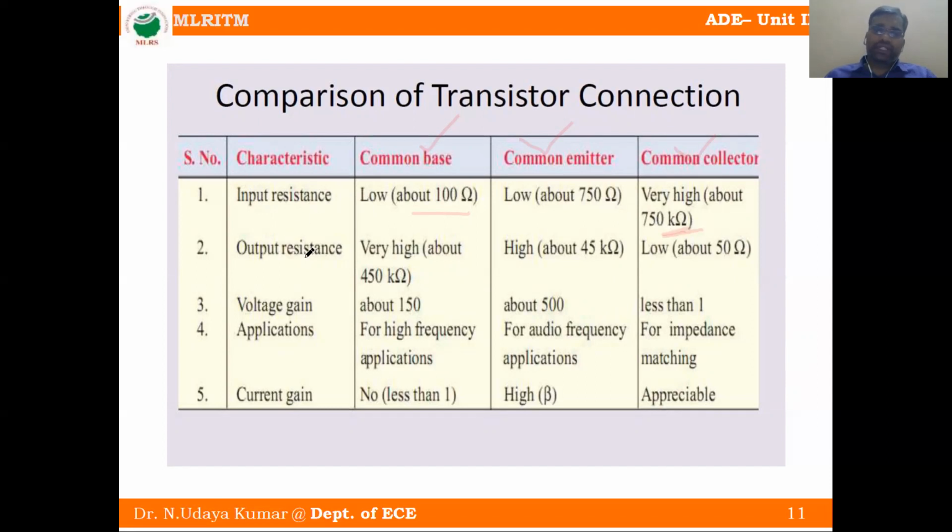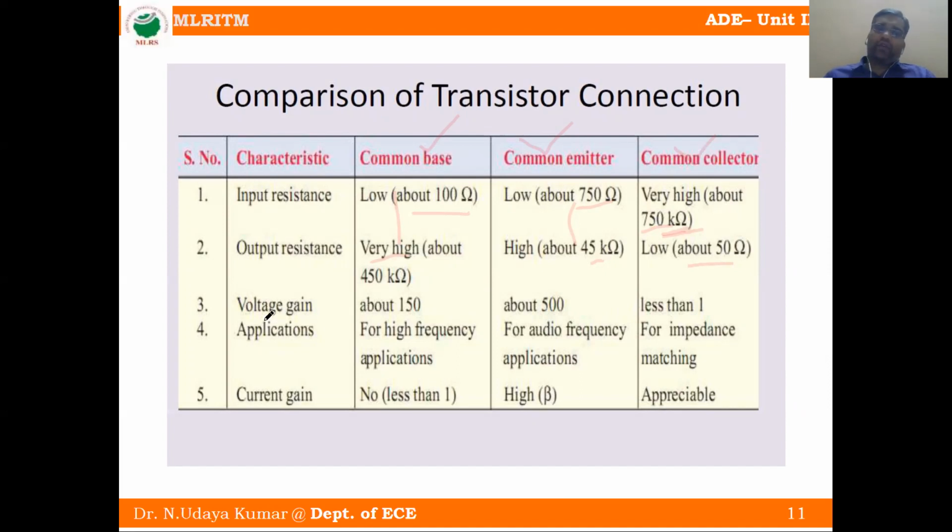Next, output resistance. The output resistance is very high in the common base configuration. The transistor transfers low resistance to high resistance. In common emitter, it is medium to high, here 750 and 445 kilo ohms. In common collector, the resistance decreases on the output side, to less than 50 ohms.